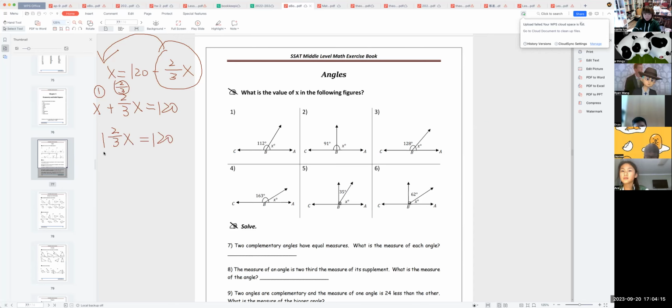So do we want 1 and 2 over 3x? No, we want 1x. So we divide it by 1 and 2 over 3. Get it, Ava? So 1 and 2 over 3x divided by 1 and 2 over 3 equals x, correct? Get it, Athene?